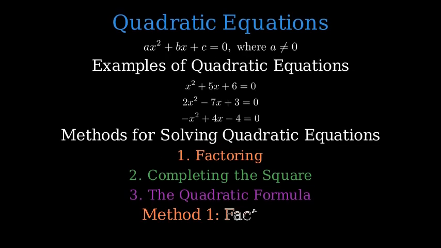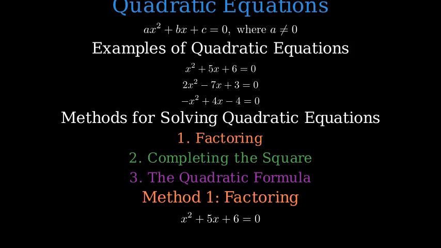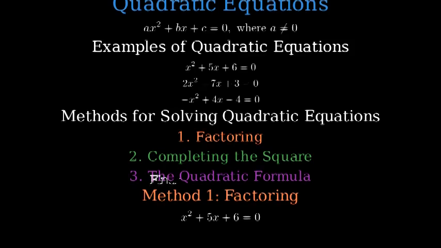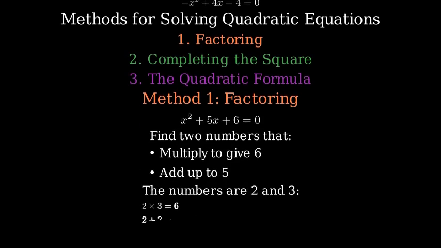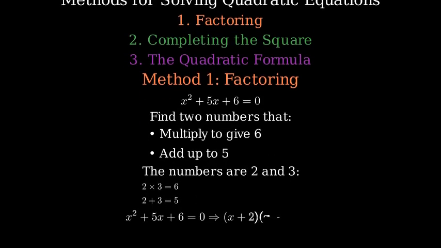Let's start with the factoring method. Let's solve x squared plus 5x plus 6 equals 0 by factoring. We need to find two numbers that multiply to give 6 and add up to 5. Those numbers are 2 and 3. So we can factor our equation as x plus 2 times x plus 3 equals 0.